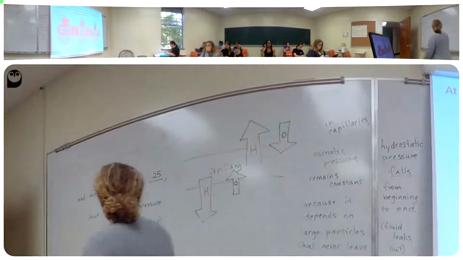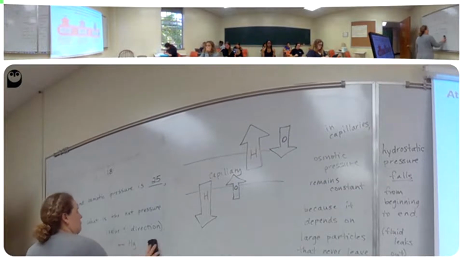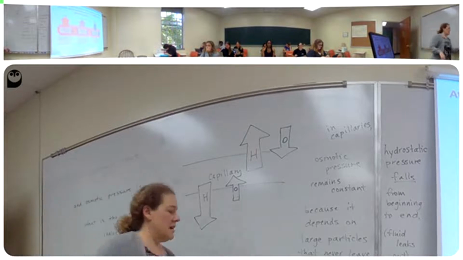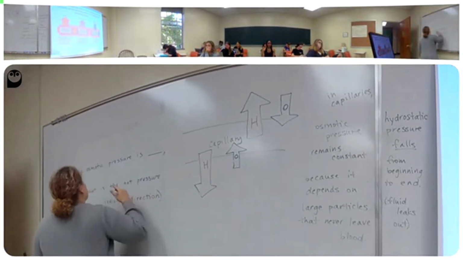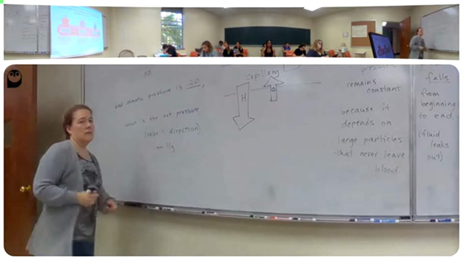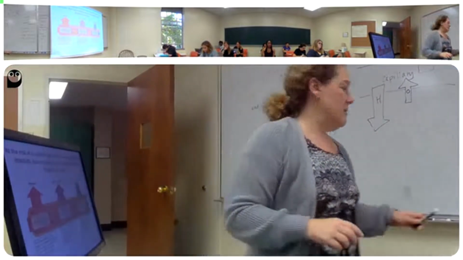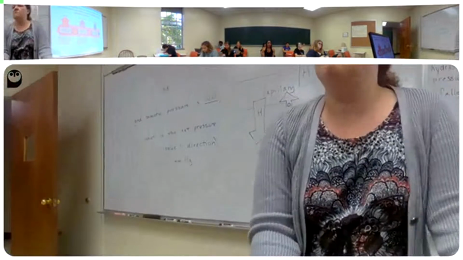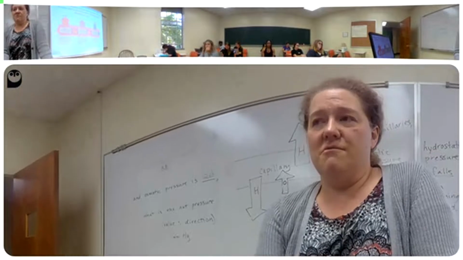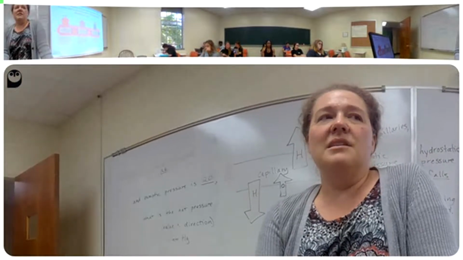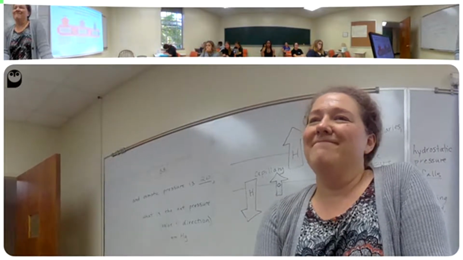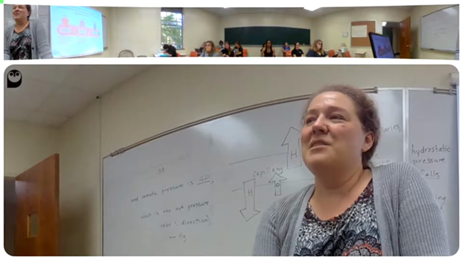Let's do one more. If the hydrostatic pressure is 38 and the osmotic is 20, what would be the net pressure and the direction? 18 outward. Yeah. 18 outward.